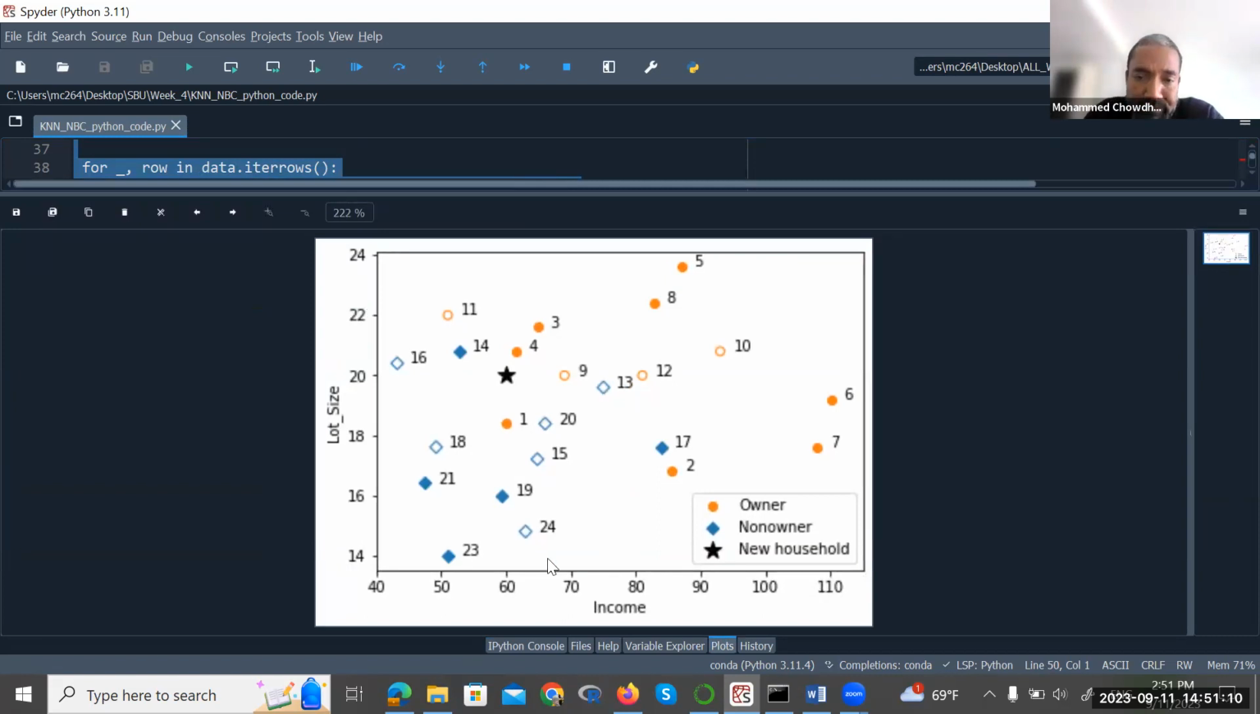In this plot, the new household is this one. What are the types of the data? Each household has an income and how many square feet the lot is. Now we want to consider a new household and predict whether that household has a certain characteristic or not. Take a look at what type of data it looks like.